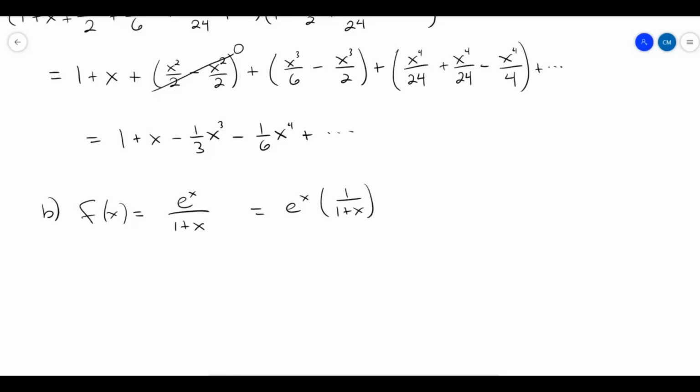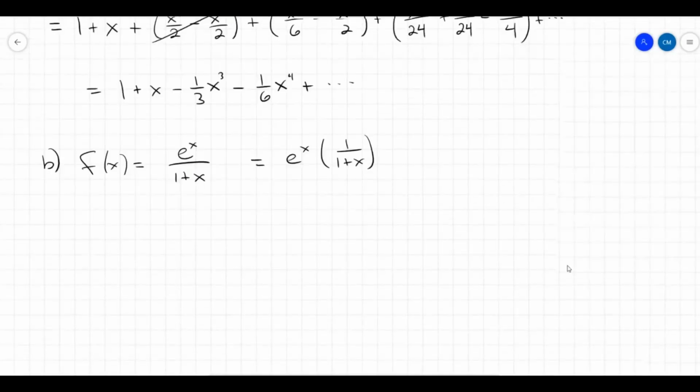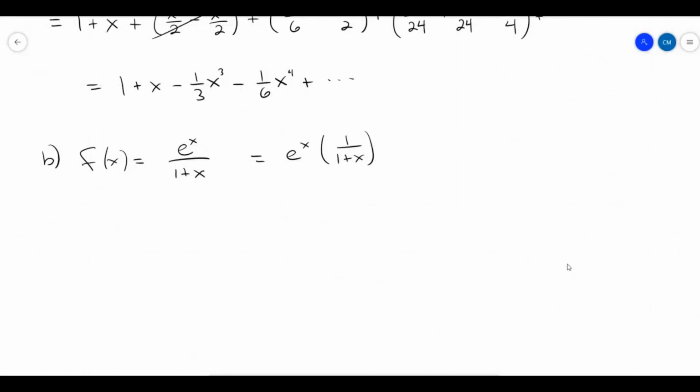Or you can do this by division, and that's what I'm going to show you now. By division, what do you do? You have to do long division on this one. And what we're doing is dividing that into that, right? 1 over 1 plus x into e to the x. So to do that, you look at the power series expansion for e to the x.